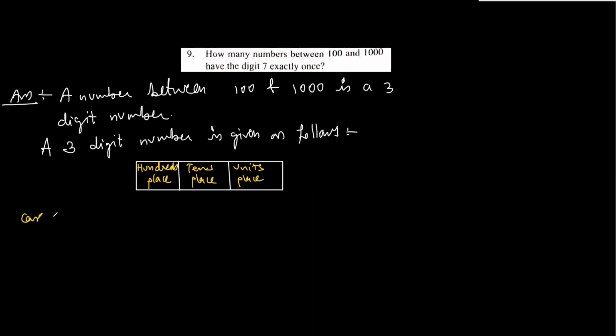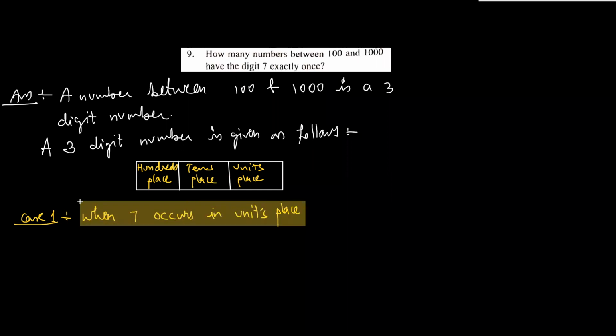So case one will be when 7 occurs in units place. That much English is permitted in mathematics. So when 7 occurs in units place, this is case one. So this is the first case. What is the first case? When the 7 is occurring in units place, my dear students, see.